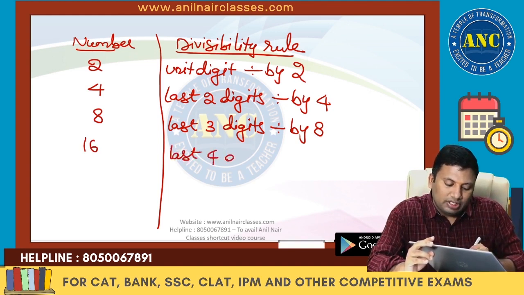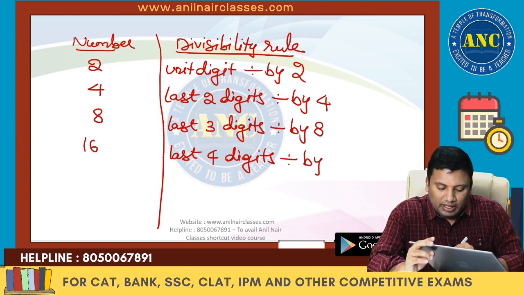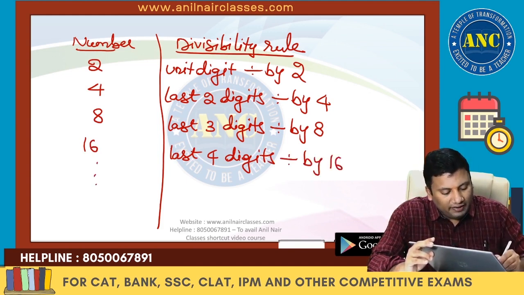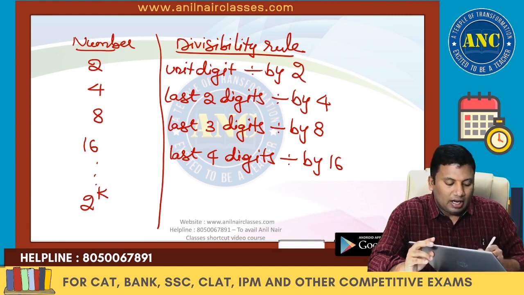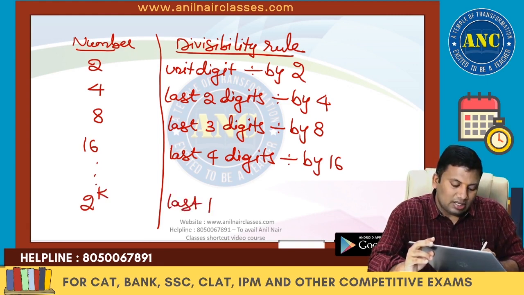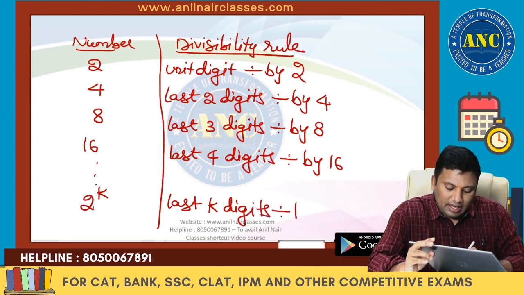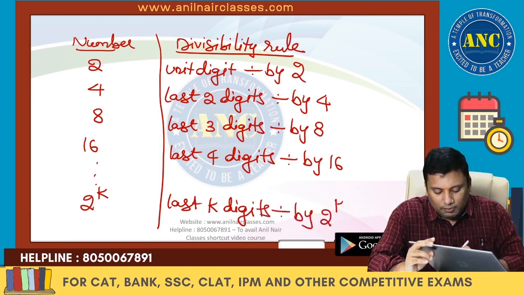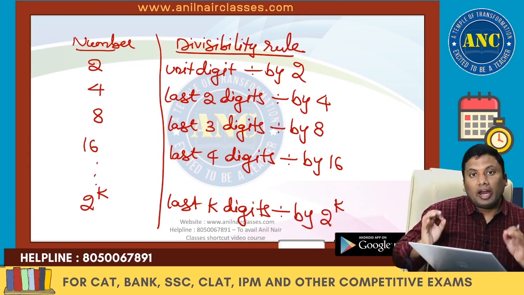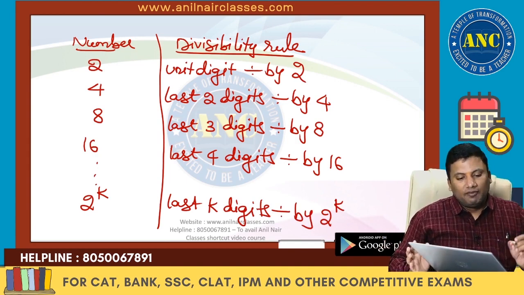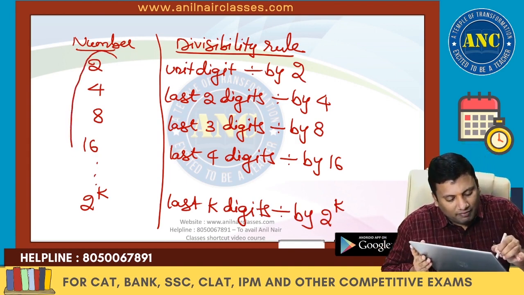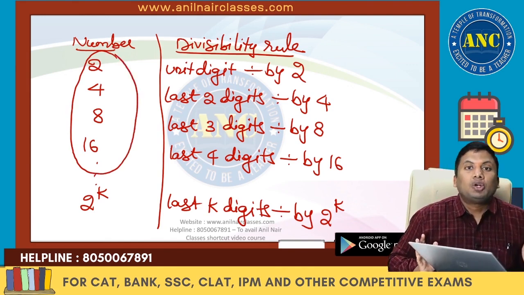Last 4 digits should be divisible by 16. If it is 2 power k, last k digits should be divisible by 2 power k. Last k digits should be divisible by 2 power k. I hope the idea is clear. We are finding the generic form of the divisibility rule for 2 power k.